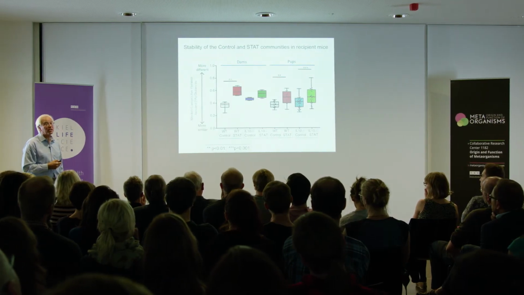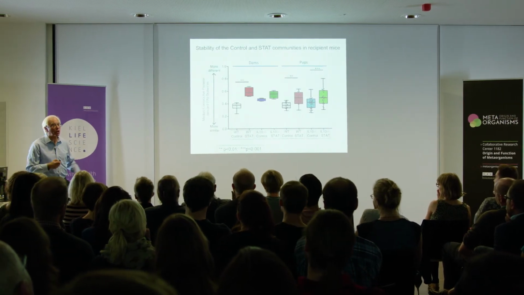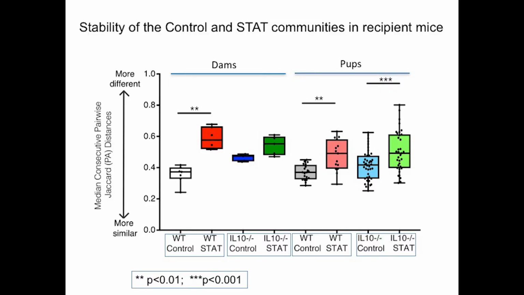We can also look at the stability of the microbiota using Jaccard analysis. In this analysis, the higher the Jaccard score, the more different, the less stable the microbiota are. And we see in each case, there's less stability with the antibiotic-perturbed microbiota than the control. Here in the dams, regardless of genotype, here in the pups, regardless of genotype. So it's clear that we're sending a signal from the inoculum through the dams into the pups. So now the really important question is, what happens to their IBD phenotype?